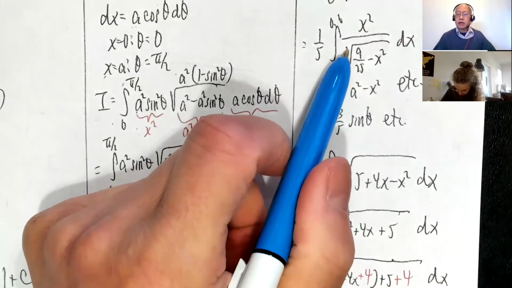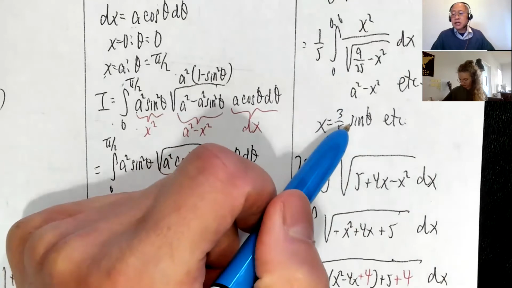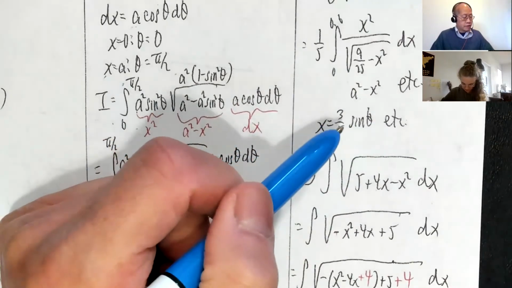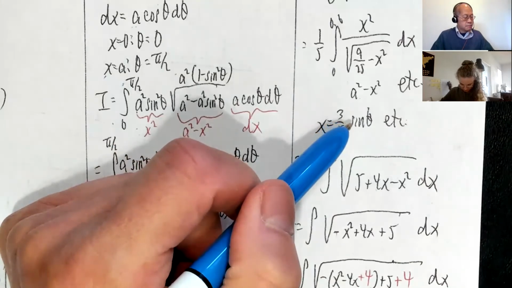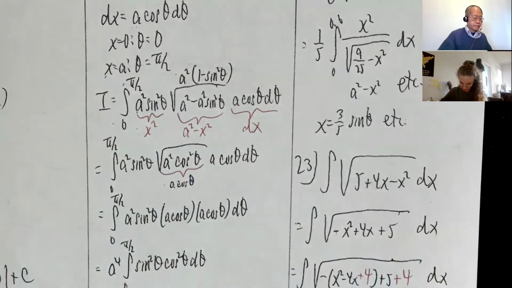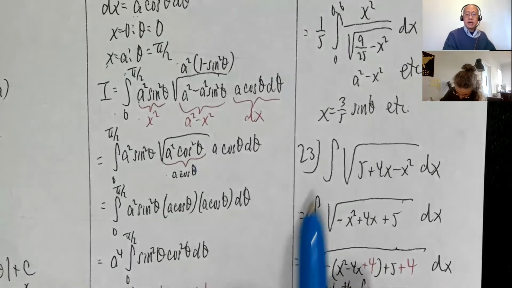And what number squared is 9 over 25? 3/5. Okay, so x equals 3/5 sine theta, and then I'll just say et cetera from there. That means you finish the rest of that. Okay, so that's a setup for that one. And then 23, it involves completing the square.